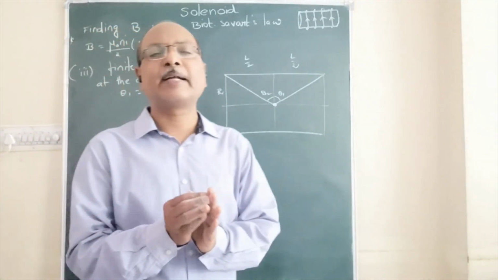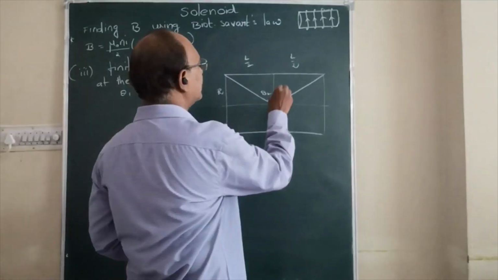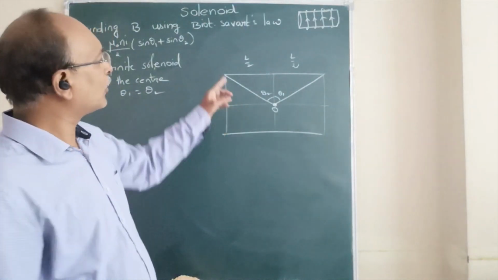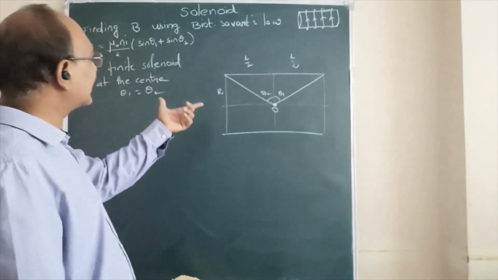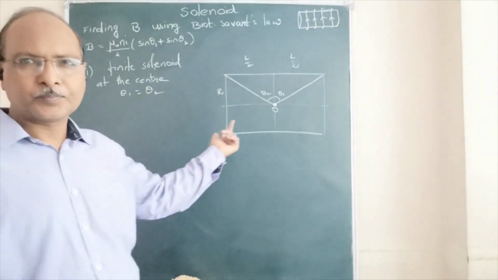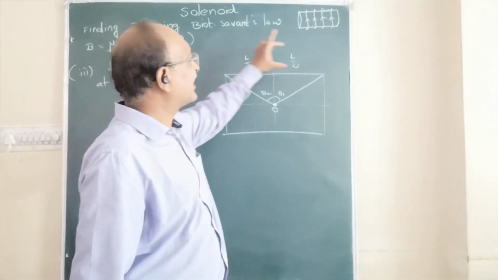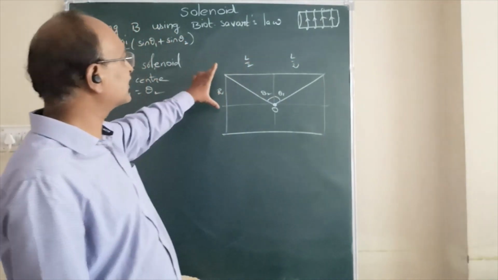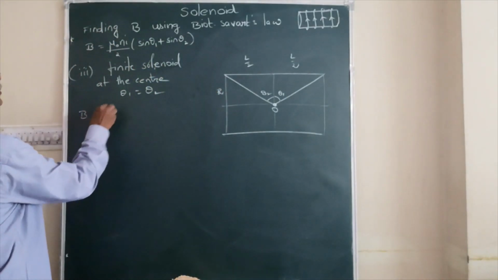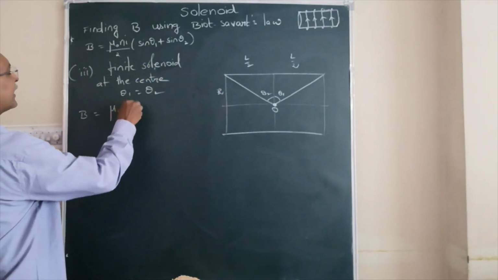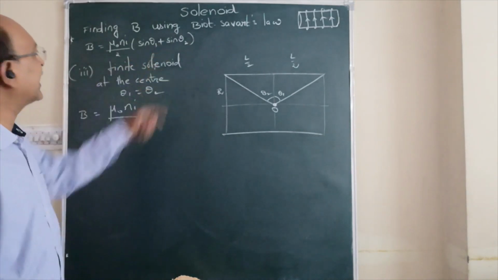Now if you consider the symmetric case, O is the center, both ends subtend the same angle. So you can take theta 1 equal to theta 2 for symmetry. So length will be each L by 2, and radius is R. So here B is equal to mu naught N i by 2, into 2 sin theta 1.